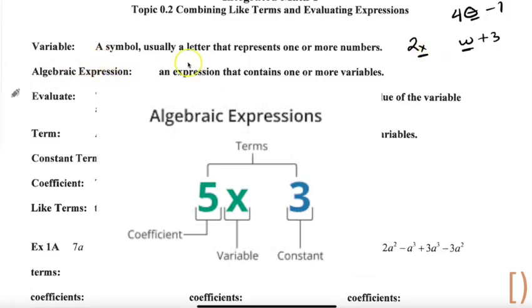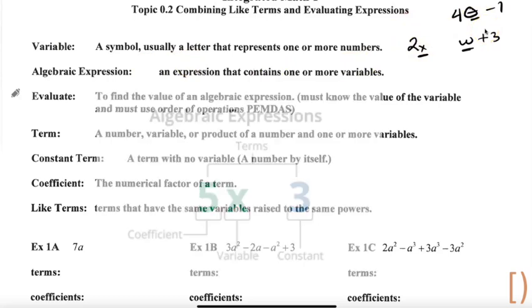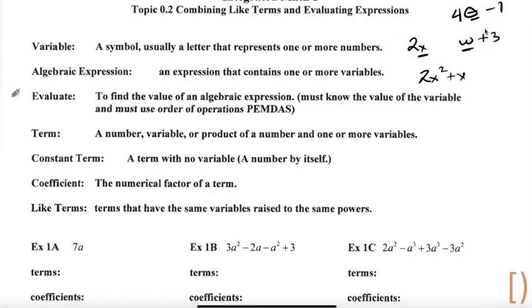An algebraic expression is just an expression that contains one or more variables. These are all algebraic expressions, but they have more than one variable. So you see something like 2x squared plus x, or even different variables like 3y minus 2w. Those are all algebraic expressions, along with these.